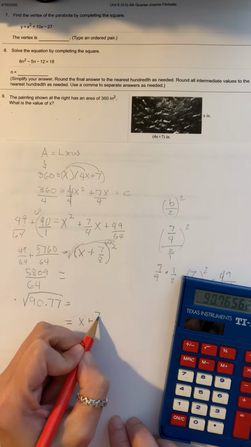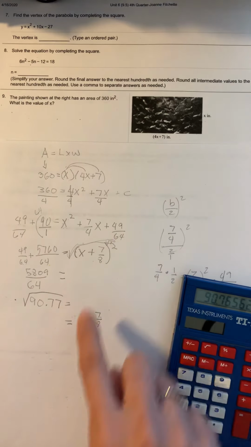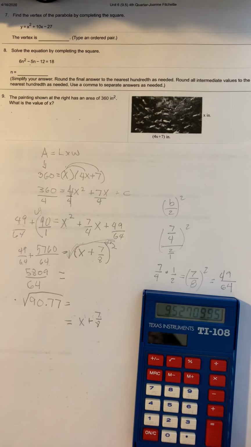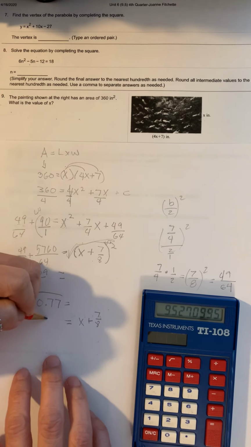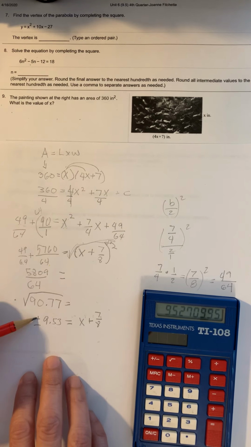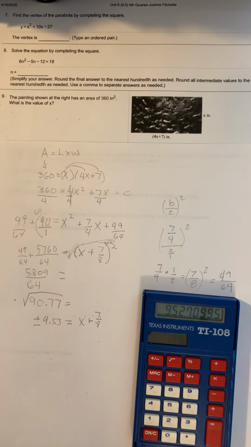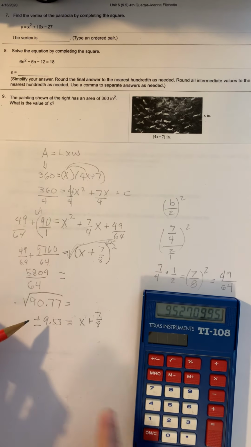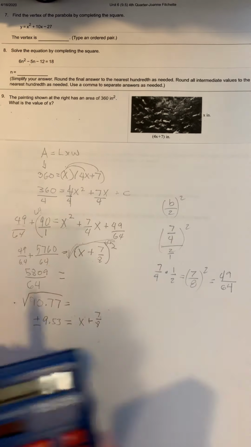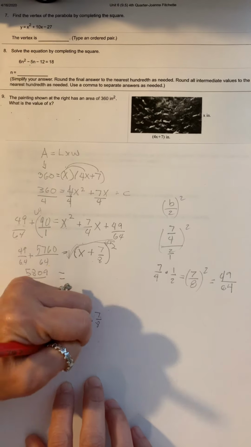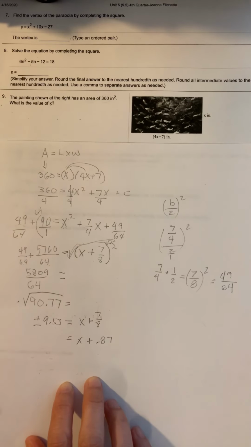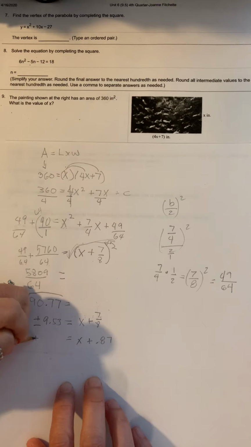Square rooted will be 7 over 8. There's only one left because you square rooted it. On the other side, 90.77, I still have it on my calculator. I square root it. I'm left with 9.53. But remember, I have two values, right? The positive and the negative 9.53. Okay. Fraction. I can change that. So I do 7 divided by 8. Okay. So I can have this as 0.87.